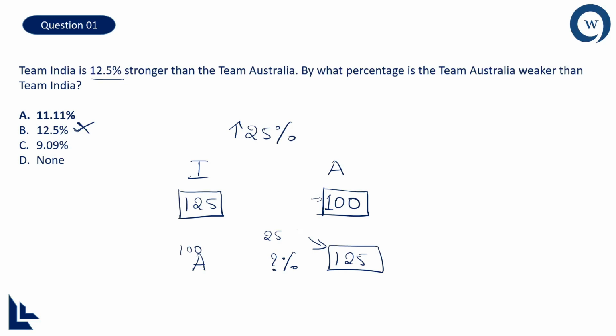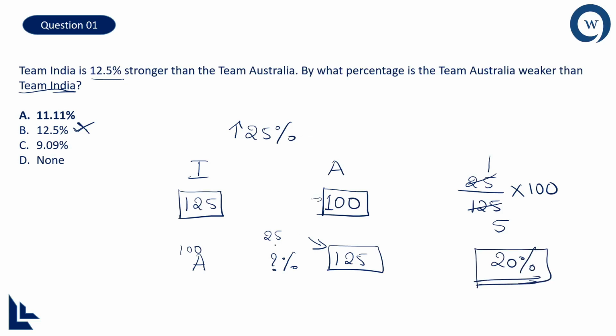But how will you do this? Very simple. The difference between the two quantities is 25, divided by, now the comparison is happening with respect to what value? They're asking by what percentage Team Australia is weaker than Team India. Weaker than Team India means the reference has to be taken with respect to Team India. Team India's value is 125, so 25 by 125 into 100 will be the percentage value. 25 1 times, 25 5 times, 100 divided by 5 is nothing but 20%. So Australia is 20% weaker than Team India is the answer.